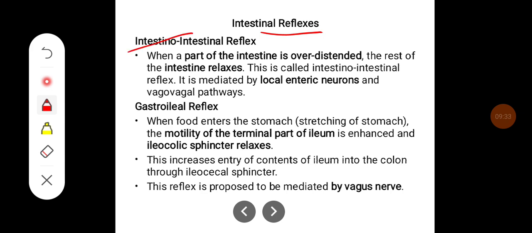Intestinal reflex. When part of the intestine is over distended, the rest of the intestine relaxes. This is called the intestinal reflex. It is mediated by local enteric neurons and vasovagal pathways.